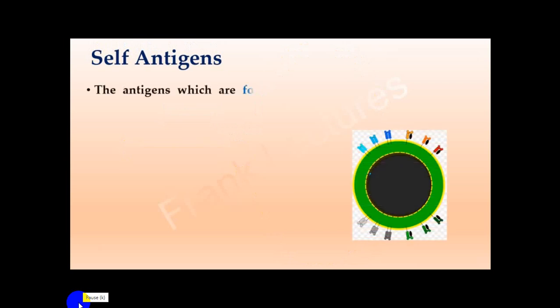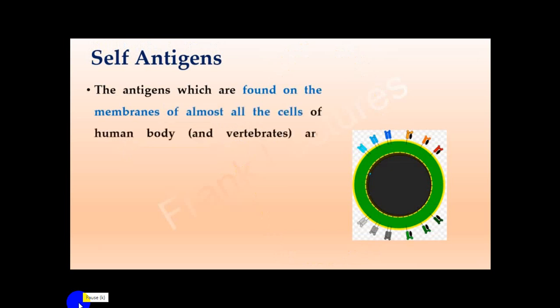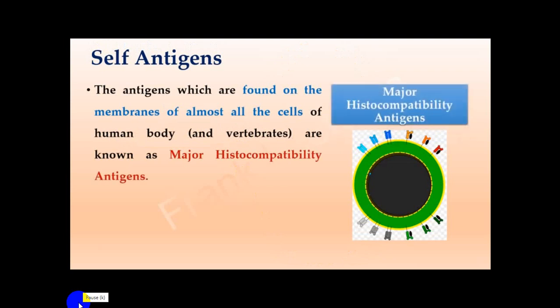We also came to know about self-antigens or autoantigens. Among these self-antigens, the antigens which are found on the membranes of almost all the cells of the human body and other vertebrate animals are known as major histocompatibility antigens. They are glycoproteins in chemical nature. Major histocompatibility antigens are also known as histocompatibility antigens.